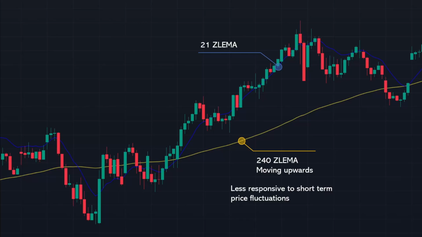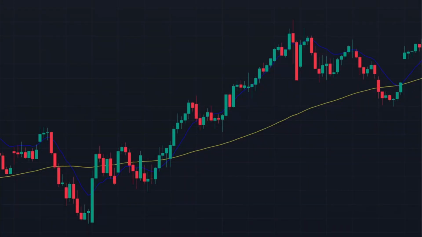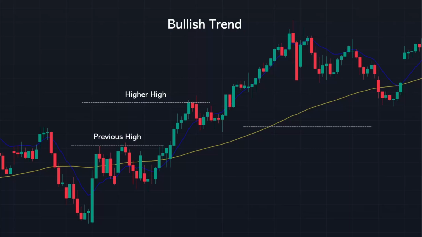You should look for where the 21-period moving average line is making higher highs and higher lows. Higher high and higher low are two technical analysis terms that indicate a bullish trend. A higher high is a price point that is higher than the previous high, while a higher low is a price point that is higher than the previous low.